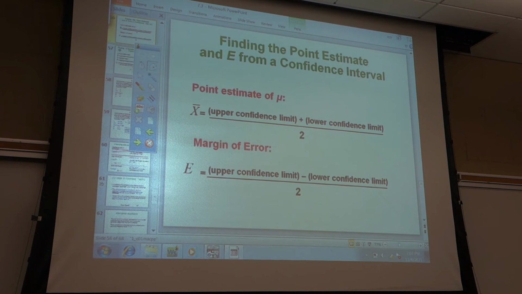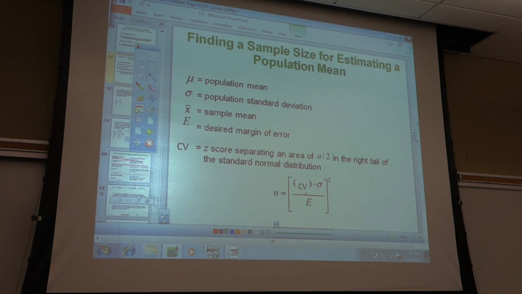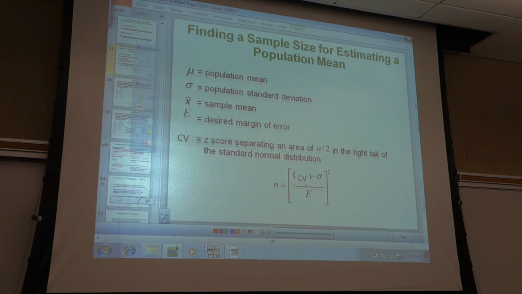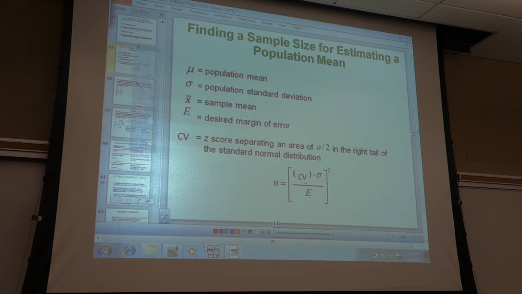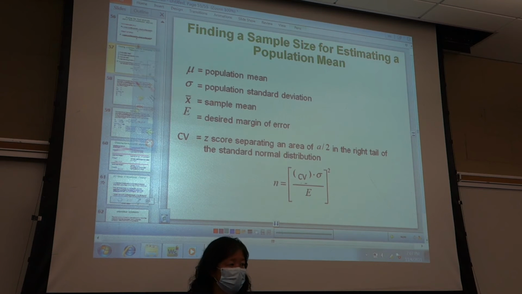Here's a little bit of notation, which again is all stuff that you folks kind of know already. Mu is your population mean. Sigma is your population standard deviation. X bar is your sample mean. E is your margin of error. And critical value is the z-score, separating your usual values from your unusual values.